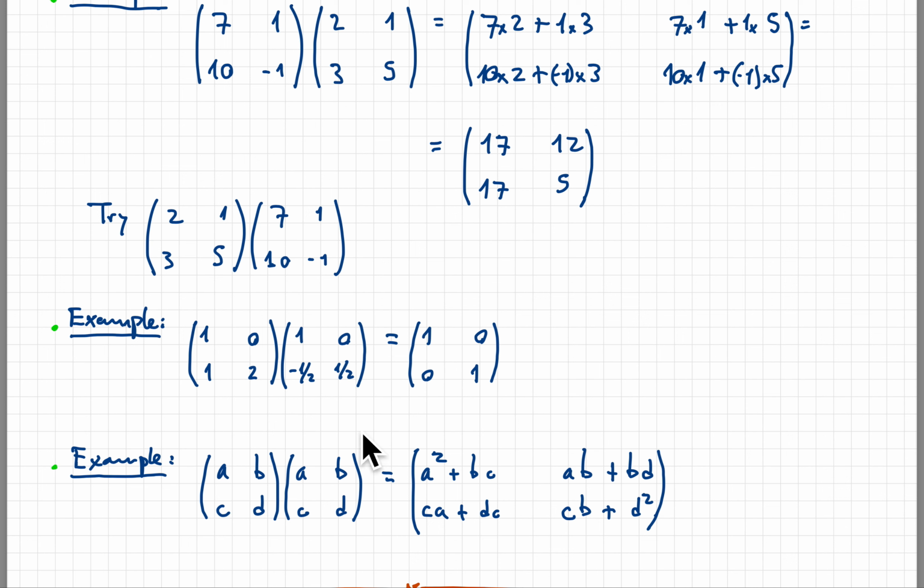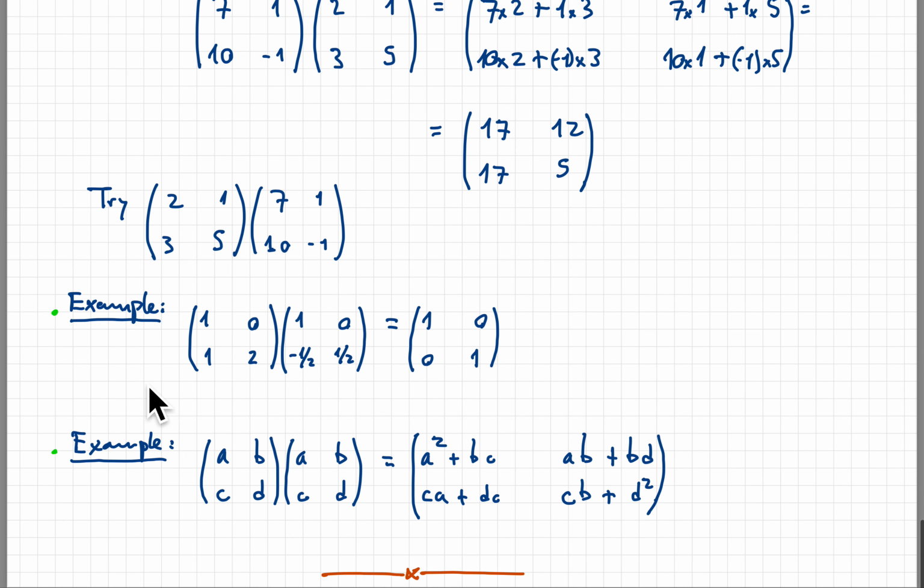This is telling you that one of the matrices is the inverse of the other one. This matrix is the inverse of this other matrix, because when you multiply them by one another, you get the unit matrix. And so this one is the inverse of this one and the other way around.